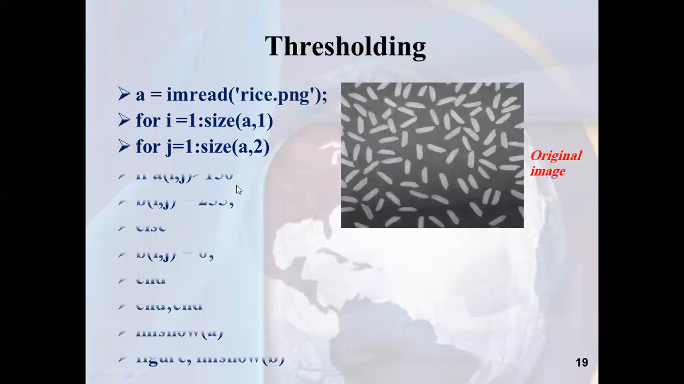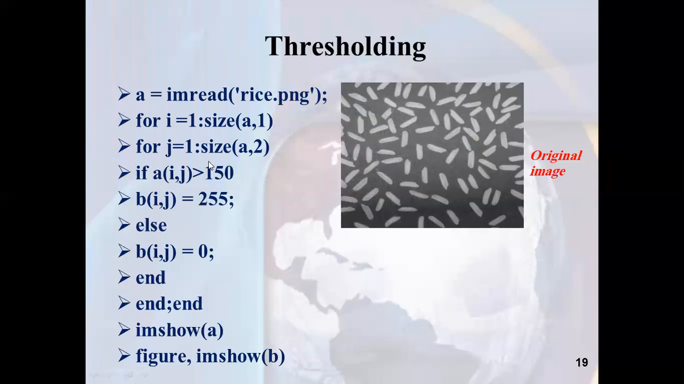Over the size of the image, if A(i,j) is greater than 150, we select 150 as the threshold value, B(i,j) equals 255, which means it's a white color, else B(i,j) equals 0, which means the black color. Of course this value can be changed. You can change it when you apply it. Try 150, 120, 100, 180, 90, 200 and see what is the difference on the resulting image.